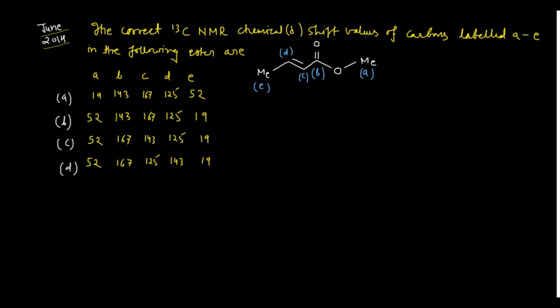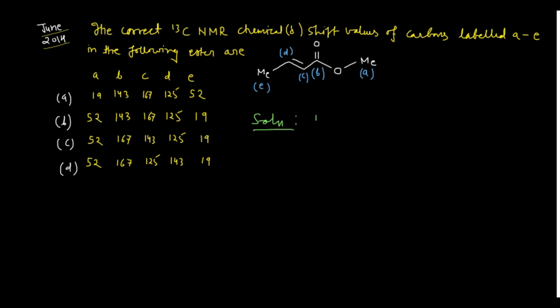Second problem says that the correct 13C chemical shift values of the carbons labeled A to E in the following esters are... So this is the ester molecule, and in this ester molecule you have the different carbons. Now we are discussing the carbon NMR: this is Me, this is CH, this is CH, this is another CH, and this is the carbonyl carbon. So straightforward, we can focus on this carbonyl carbon, which belongs to the ester. So the key is, if you want to solve this problem, I can write the solution here.